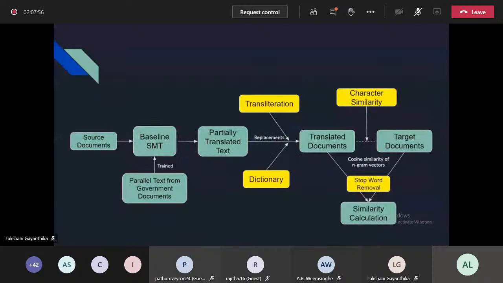This diagram shows our method, and the improvements we made to this method are indicated in yellow color. The source documents were translated using a baseline SMT system, and the output contains partially translated text. Then we applied a dictionary and transliteration to this output text, and then we improve the translated documents using character similarity. Before calculating the similarity, we removed stop words, and after that we calculate similarity using cosine similarity.